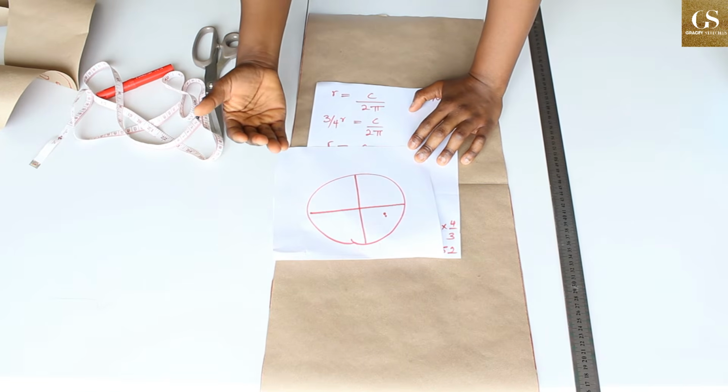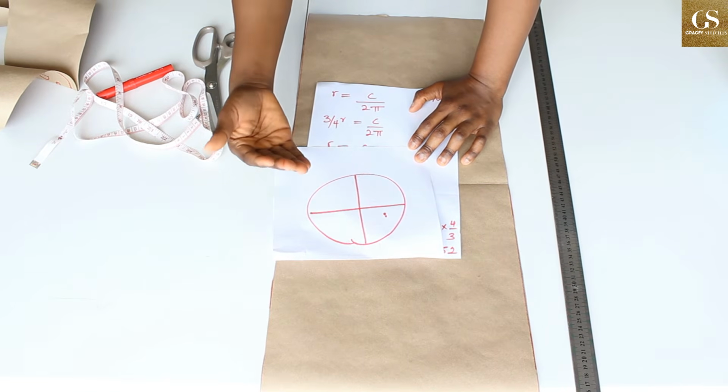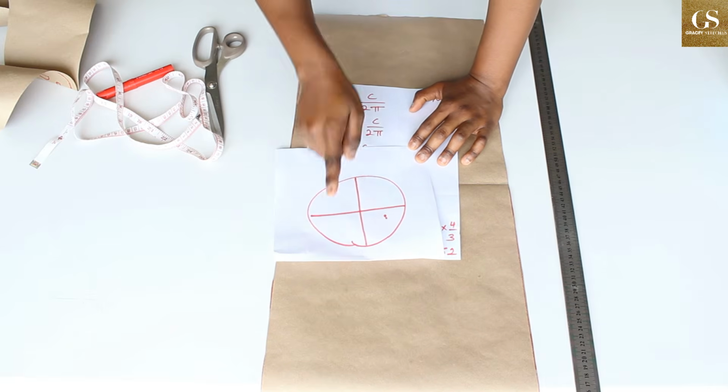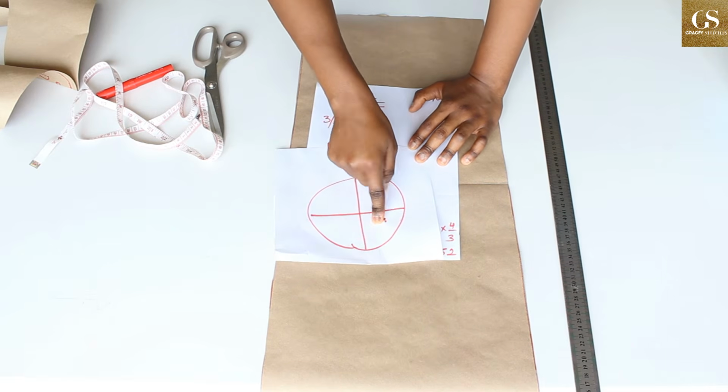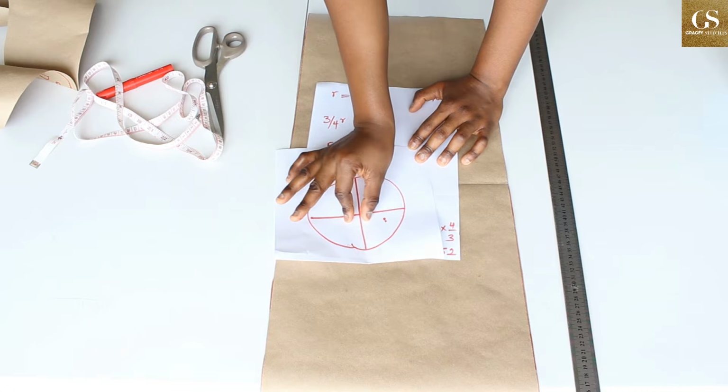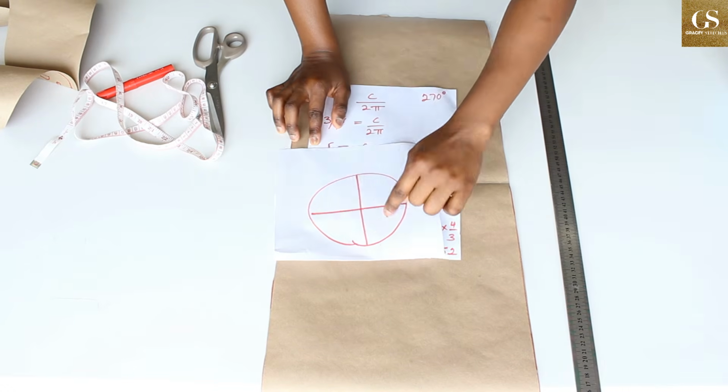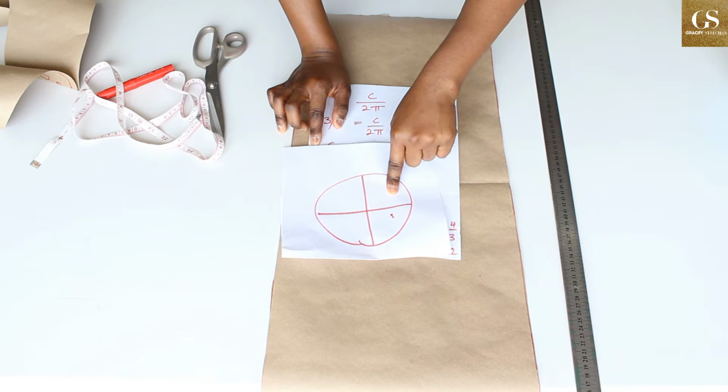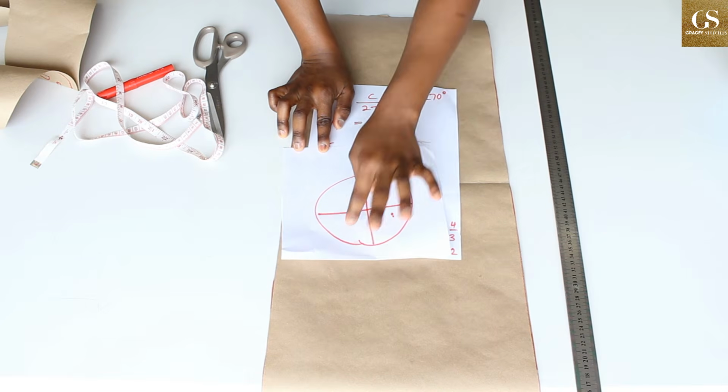You know, 270 degree is still less than a full circle. A full circle is 360. So this here is 90, this 2 is 180, then this 3, 1, 2, 3 is 270 degrees. So this is what we are trying to cut, 1, 2, and 3.